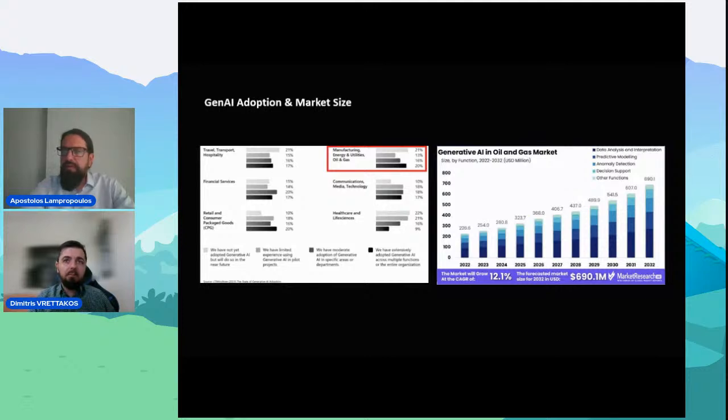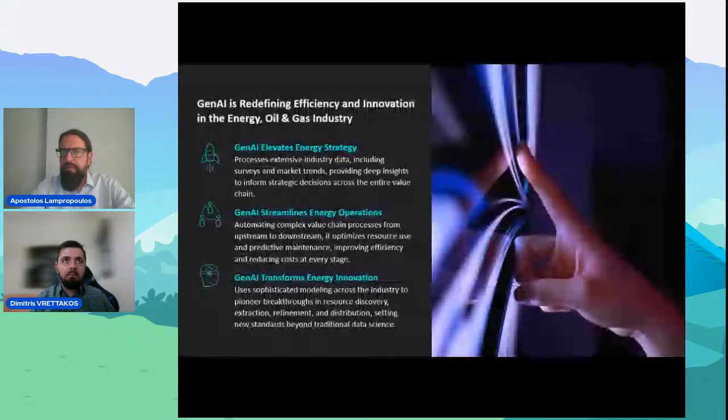So what does it mean regarding the oil and gas industry in specific? What we understand from our experience is that GenAI is actually redefining the industry in several ways, including efficiency and innovation. GenAI elevates the energy strategy that possesses extensive industry data, internal and external, and can capitalize on those to derive informed strategic decisions.